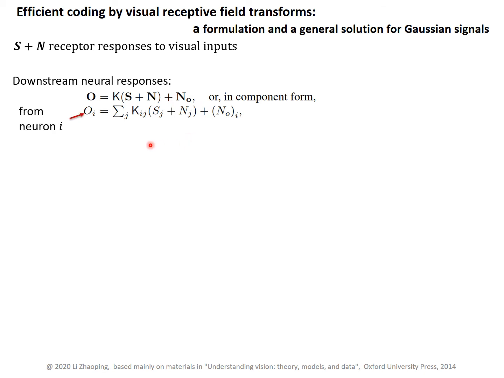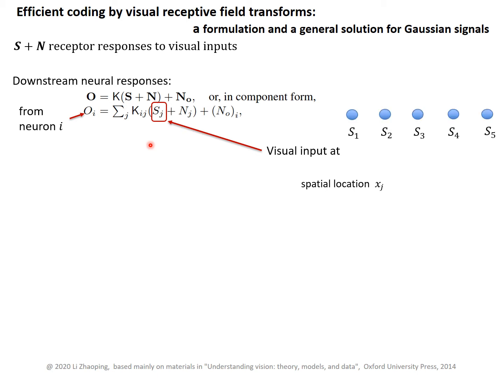And Oi is the response from the downstream neuron i, the i-th neuron. And Sj is the j-th input component. For example, it could be from a spatial location xj. For example, you may have 5 input nodes, S1, S2, S3, S4, and S5. In that case, Kij then describes this i-th neuron's neural receptive field properties or input feature properties.